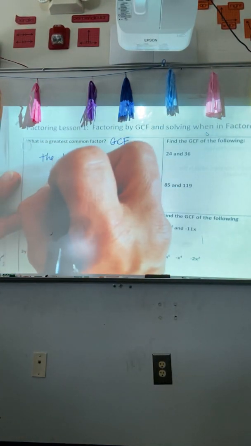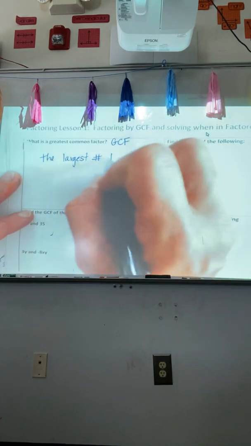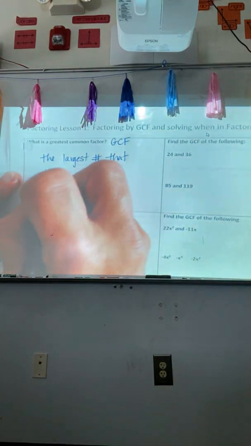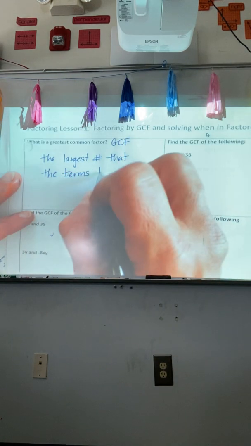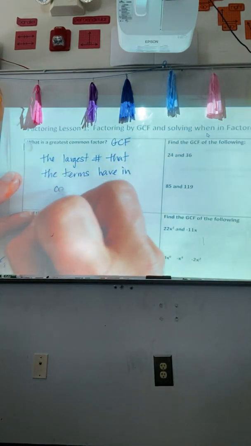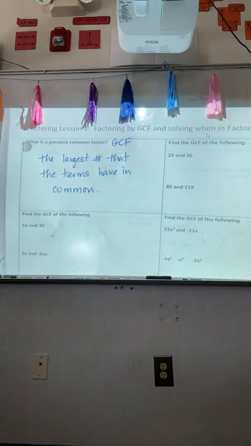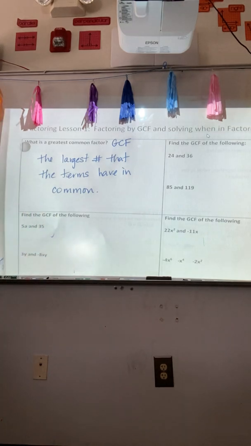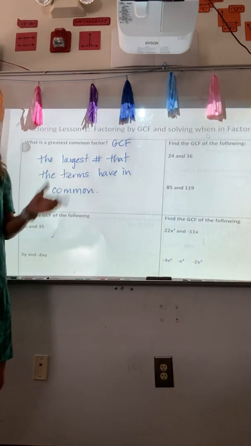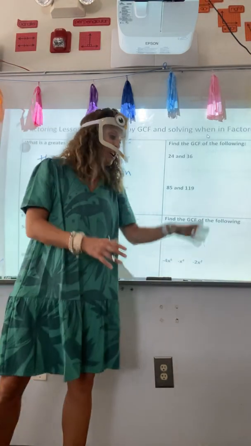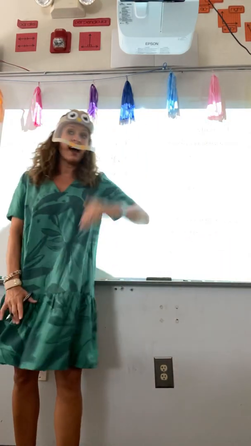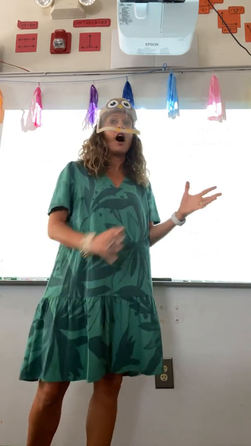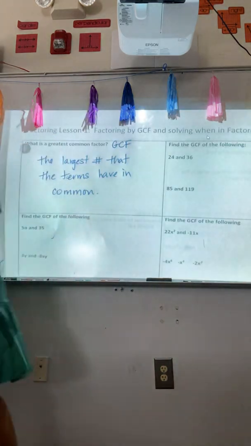Your greatest common factor is the largest number that the terms have in common. All right, the largest number or letter that the terms have in common, okay? You cannot factor out something that is bigger than what it has, okay? If you only have $5, I can't take $6 from you. You only have 5, okay? So you cannot factor out more than what is actually there.